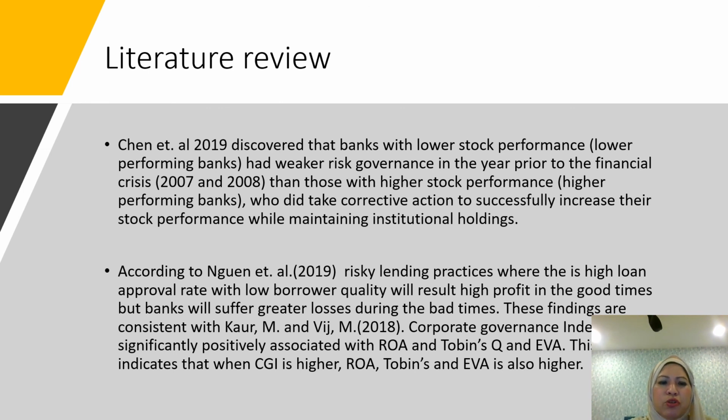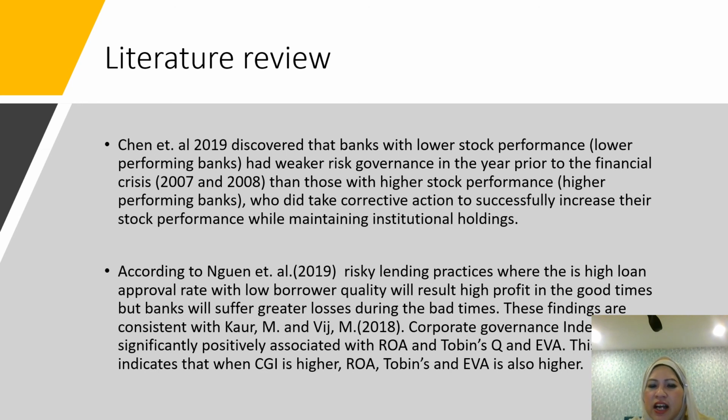Now, according to Nguyen 2019, risky lending practices, that is a high loan approval rate with low borrower quality, will result in high profit in the good times, and they will suffer during the bad times. And this is consistent with the findings of Cow and Vich 2018. CGI, Corporate Governance Index, is positively associated with ROA and Tobin's Q and EVA. So a lot of ROA.